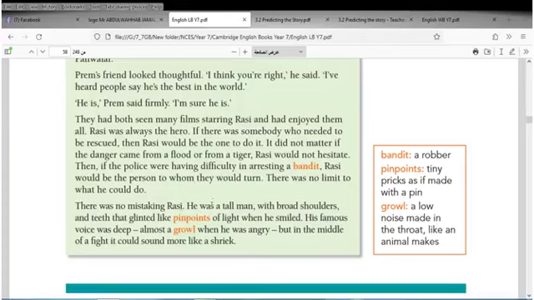That was Rasi. He was a tall man with broad shoulders and teeth that glinted like pinpoints of light when he smiled. His famous voice was deep, almost a growl when he was angry, but in the middle of a fight it could sound more like a shriek. I'm talking about the character. And remember that Reem is very fond of Rasi, and he is working in a stall selling sweets in the middle of the street.